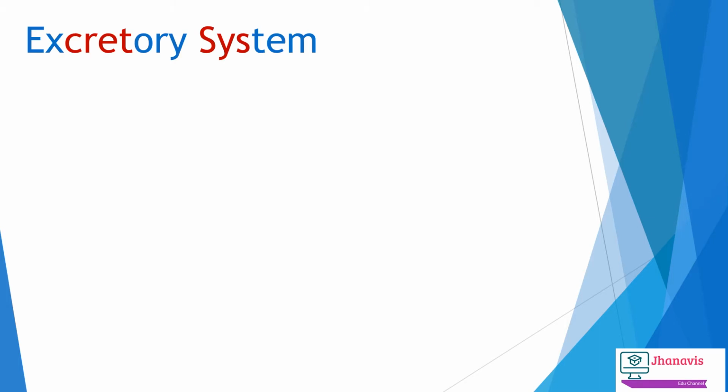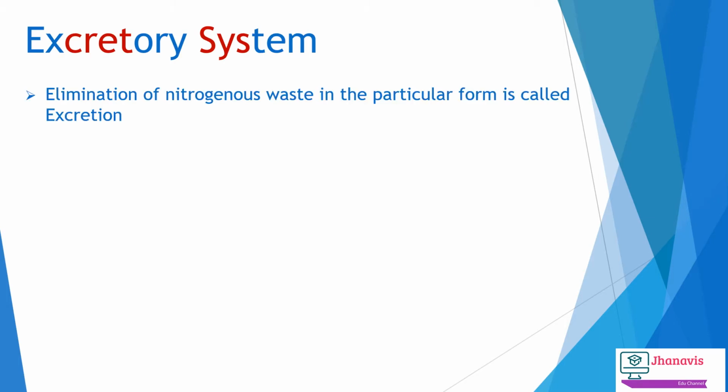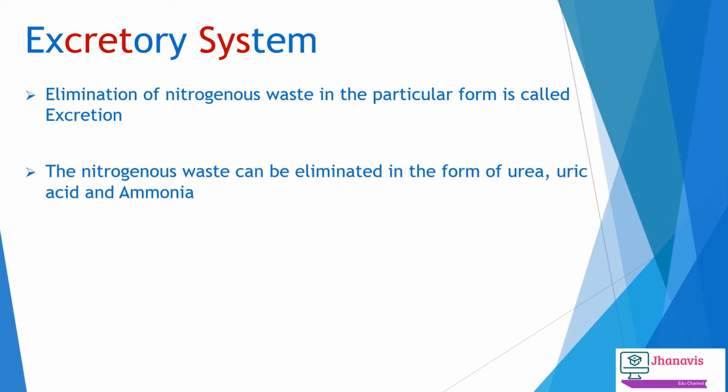Excretory system. Elimination of the nitrogenous waste in a particular form is called excretion. The excretion may include certain types of waste like urea, uric acid and ammonia. When we talk about these nitrogenous wastes, a few are easily dissolvable in water, but some require more water to dissolve.